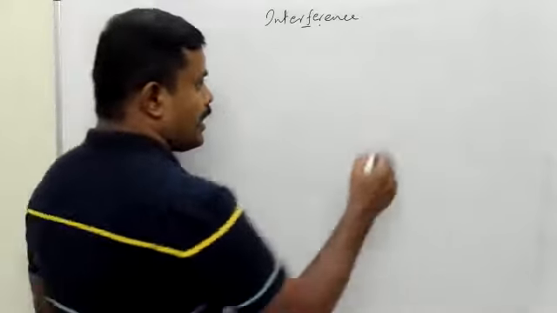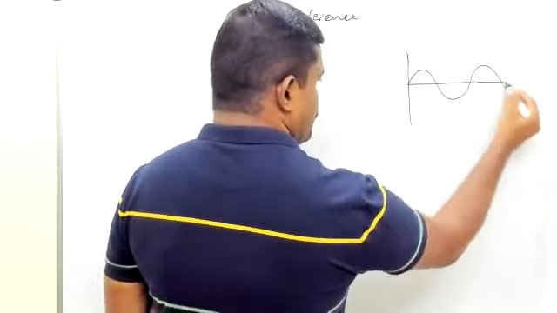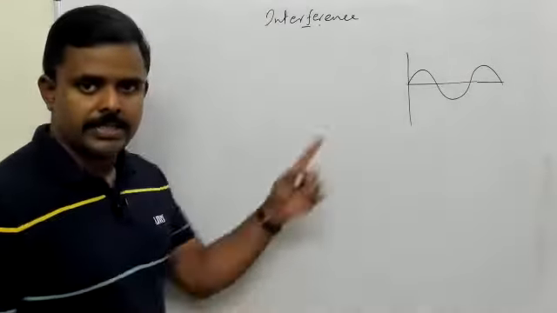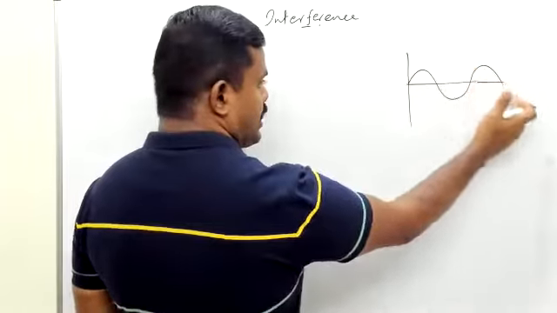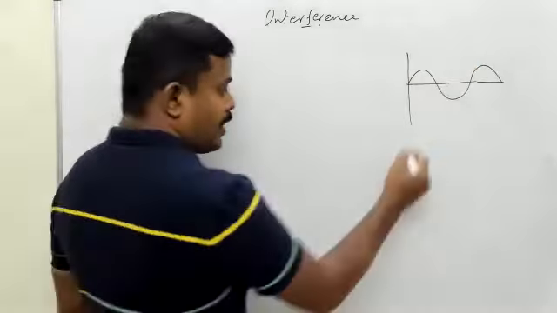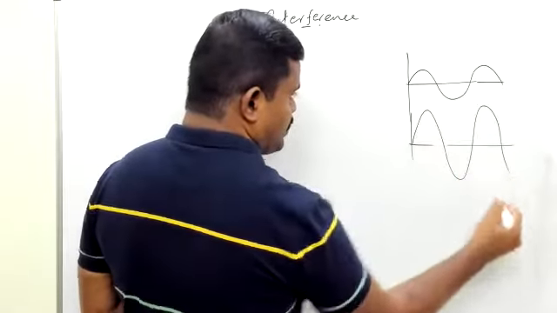Just imagine I have a wave here. This is one wave. The wave has a crest and a trough. This is called a crest. This is a trough. Again crest, again trough. It goes like this. And I got another wave here. See, the wave that is a little taller than the first one.